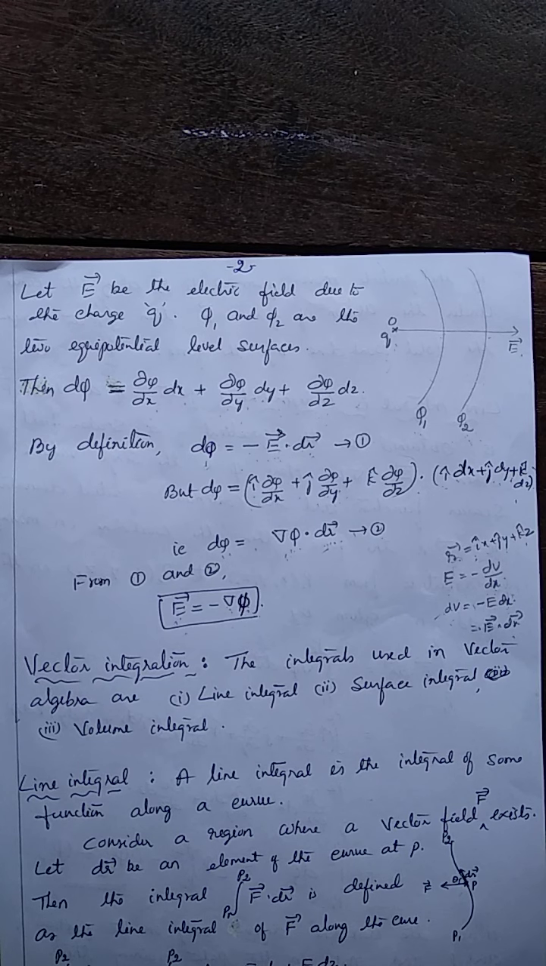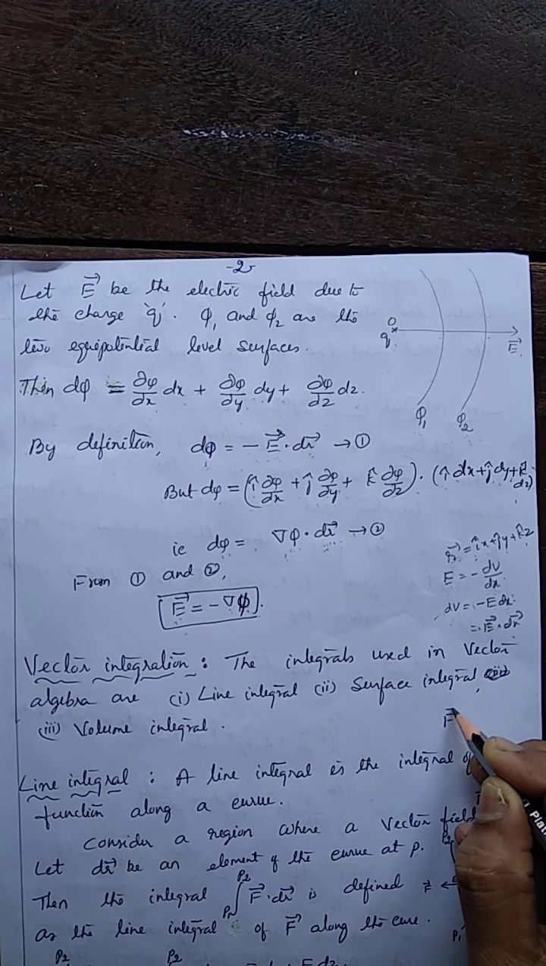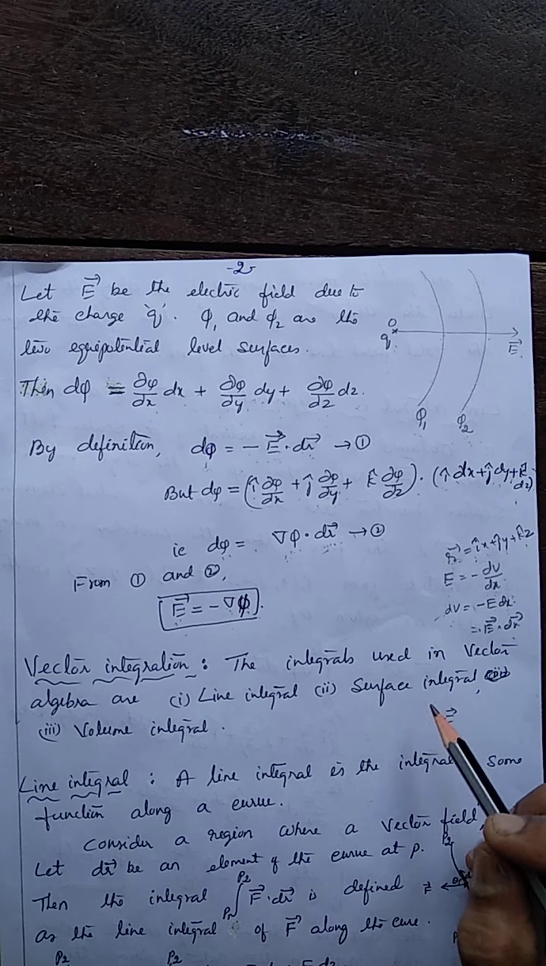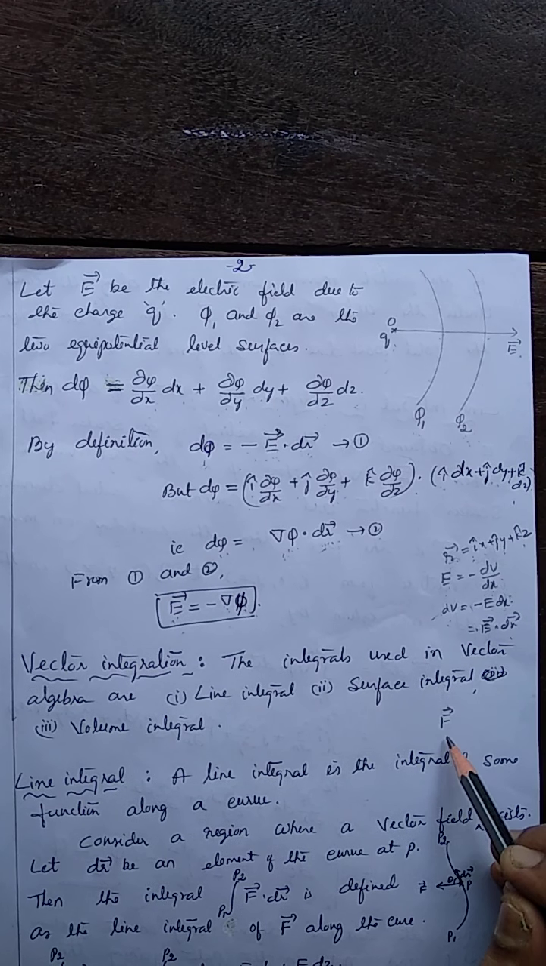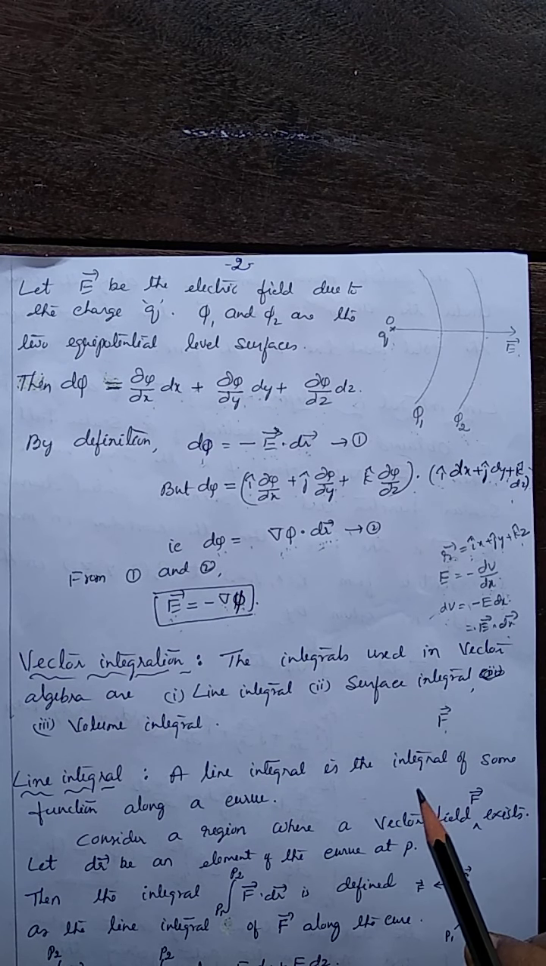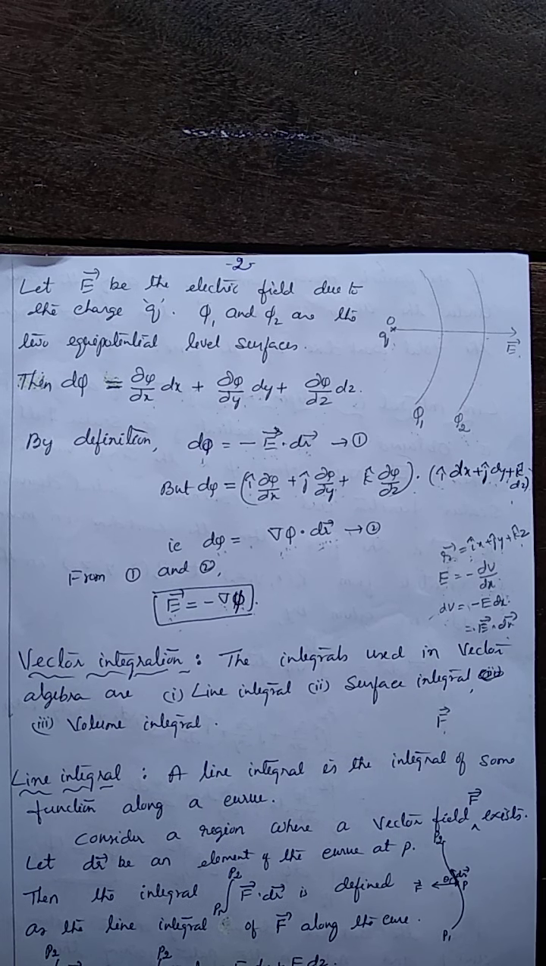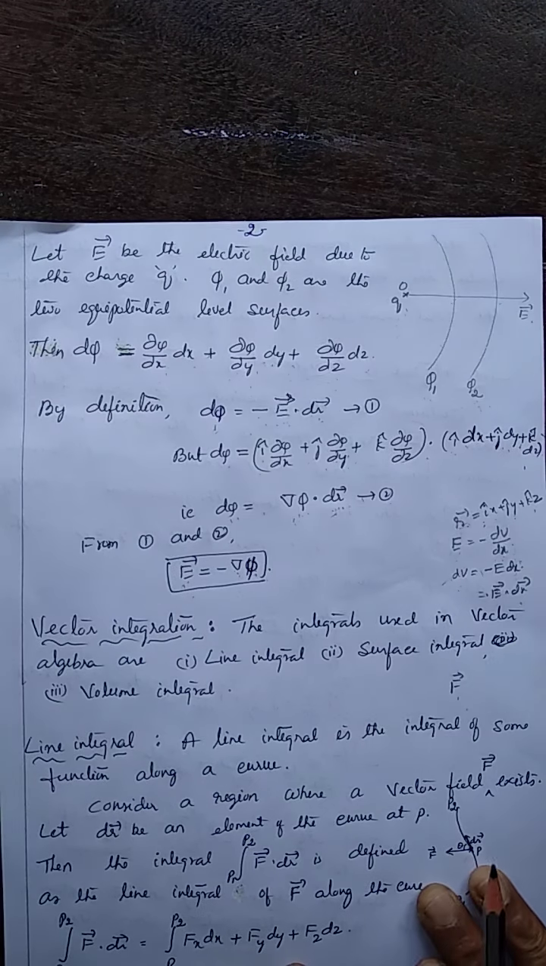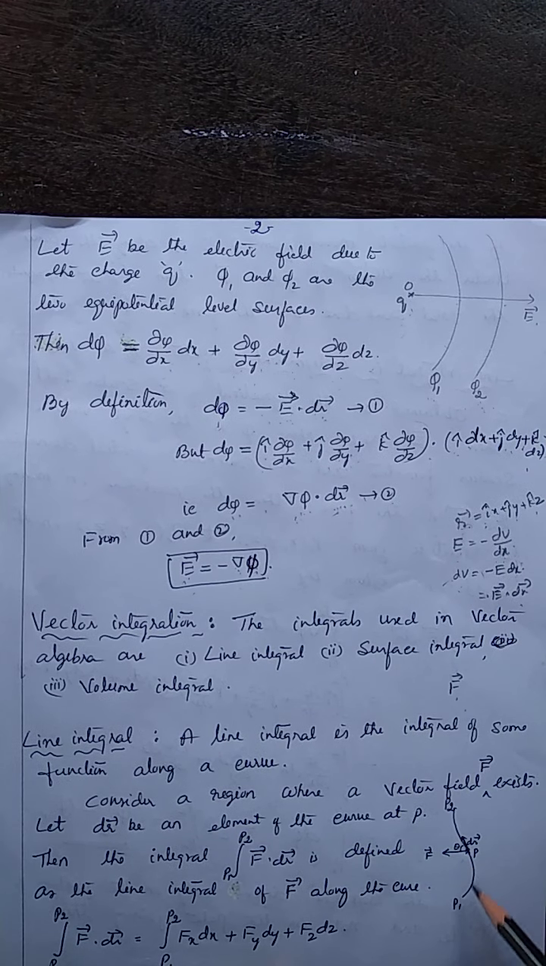Now, integration in vector fields. This is nothing but vector integration. Here we consider a vector field, usually denoted by the symbol F. It is not force in particular; in general, any vector field is represented by the letter F. Vector integration has three types: line integral, surface integral, and volume integral. What is a line integral? The integral of a function along a curve is called the line integral.